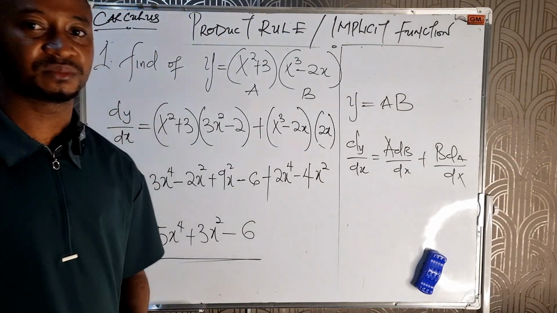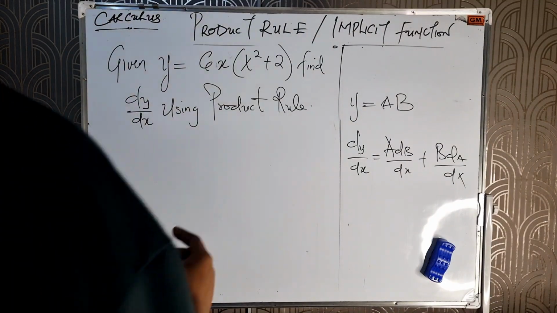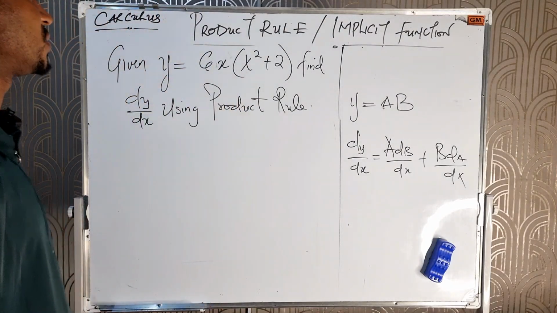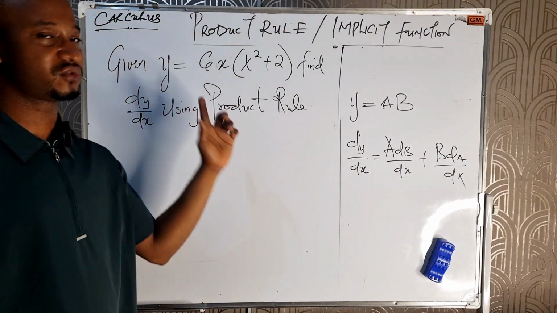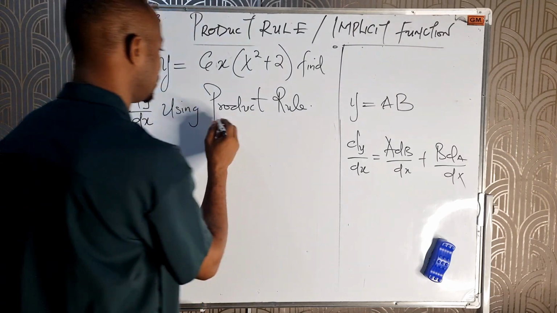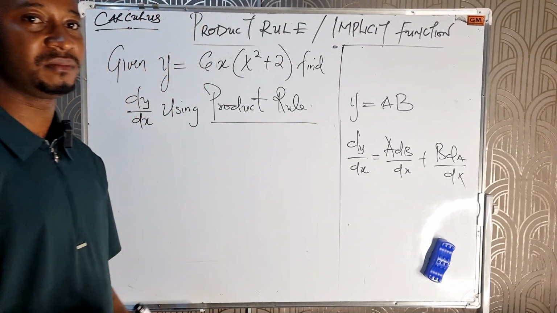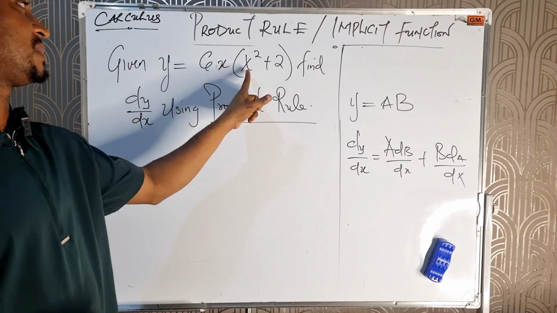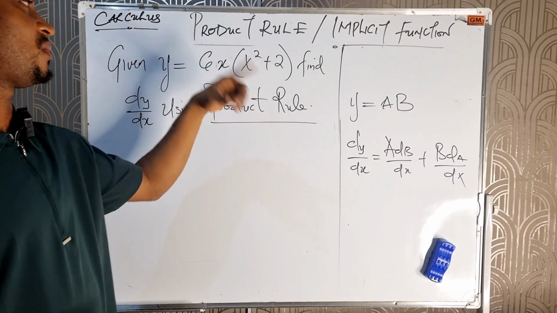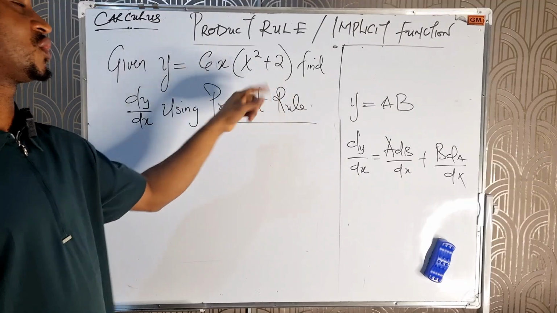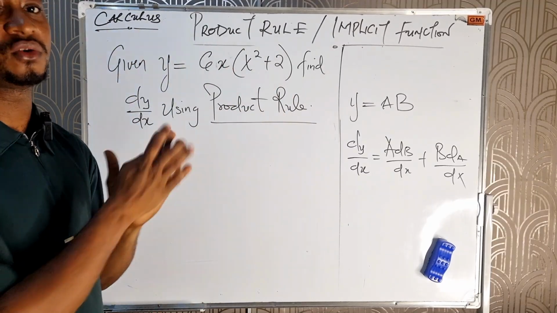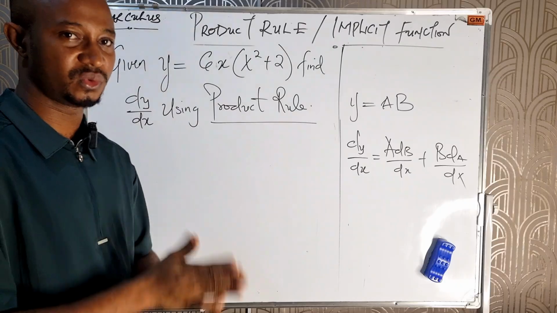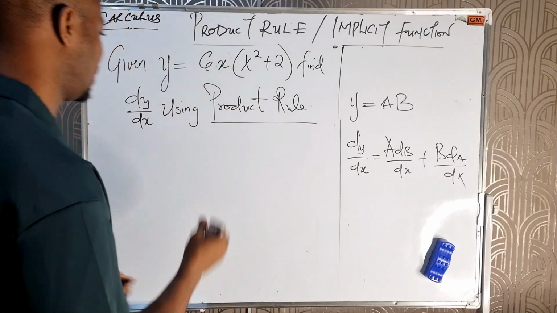Let's see example 2. Okay, example 2 says, given that y equals 6x times x² plus 2, find the dy/dx using product rule. Please take notes, using product rule. They didn't say using power rule. Although I can decide to expand this, right? 6x times x² gives us 6x to the power of 3. Then 6x times 2 gives us 12x. Then I will use my power rule to differentiate. So the question says using product rule, we have to use product rule of differentiation. Are we there? So let's solve with this.